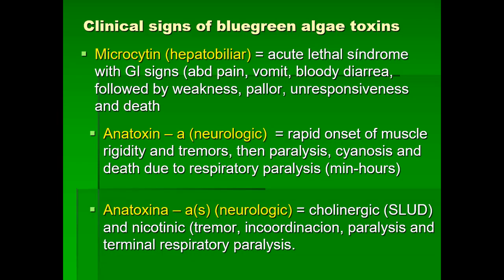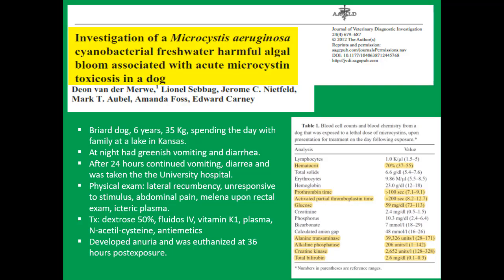On this slide, we have an example of an acute microcystin toxicosis in a dog. The history was that he spent the day with the family at a lake in Kansas. The same night, he developed a greenish vomit and diarrhea, and the next day he was taken to the university hospital and was already recumbent and unresponsive, with abdominal pain, melena, and an icteric plasma. It was treated with dextrose, fluids, vitamin K, plasma, acetylcysteine, and antiemetics. In spite of all the efforts, he developed anuria and was euthanized at 36 hours post-exposure.